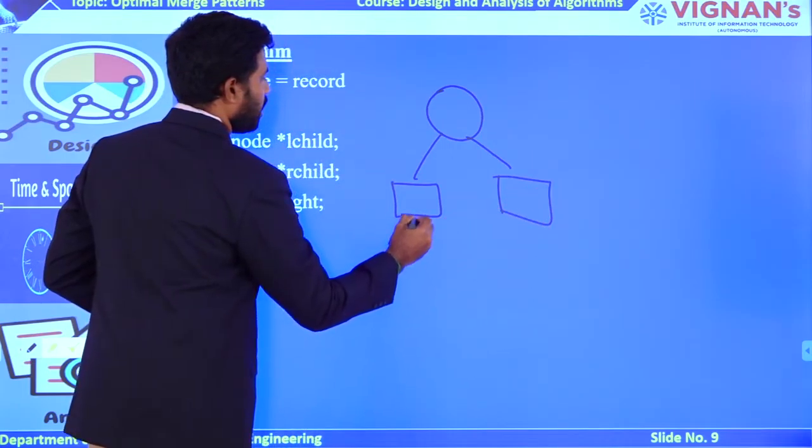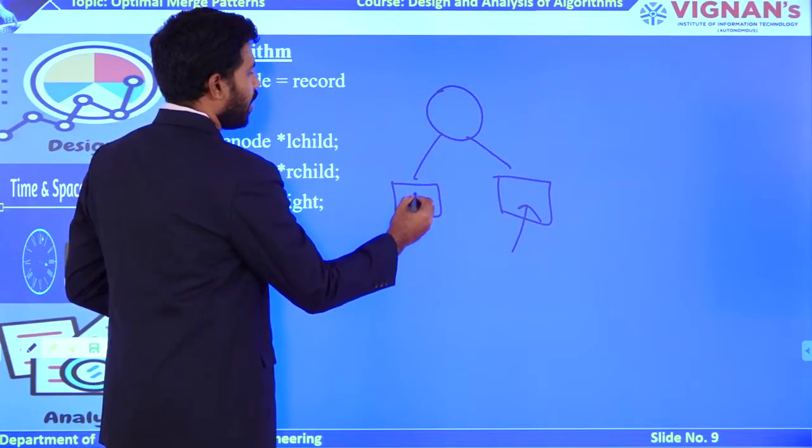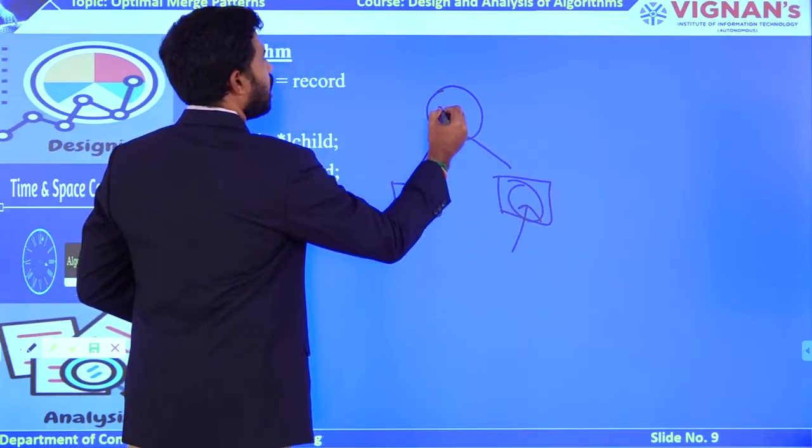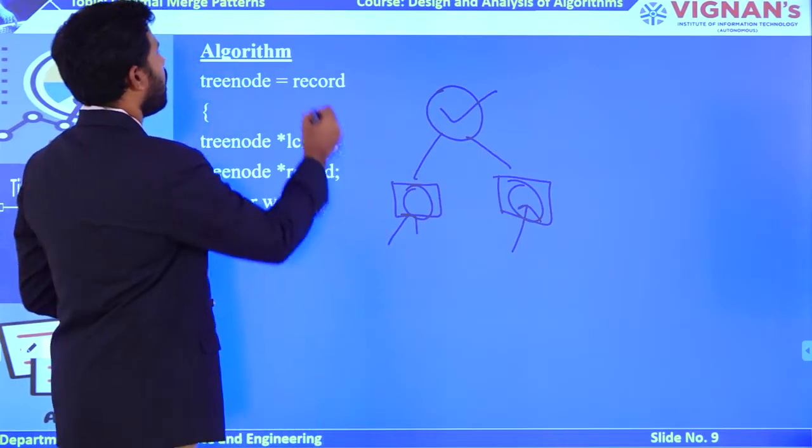So this is going to be my left children and this is going to be my right children. If you sum the weight of left children as well as right children, ultimately you have the capability to get the size of the merged file. With that principle only, I have taken a record.